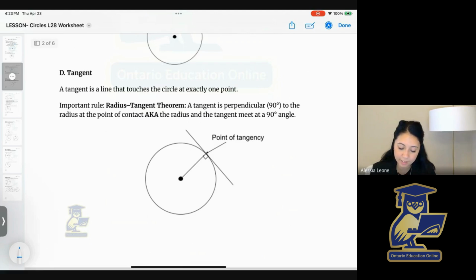And a tangent. So a tangent is a line that touches the circle at one point. So if you see the diagram there, there's a line that touches the circle at exactly one point right here. That's the point of tangency. So there's a theorem here called the radius tangent theorem. Here we have our radius. Here we have our tangent. And those lines will be perpendicular to each other, which means they will have an angle of 90 degrees. So this will be 90 degrees.